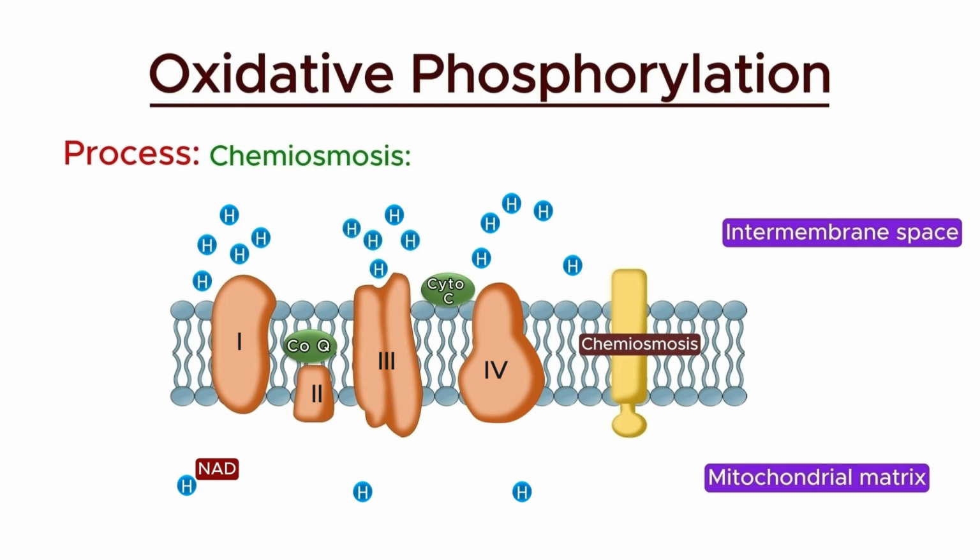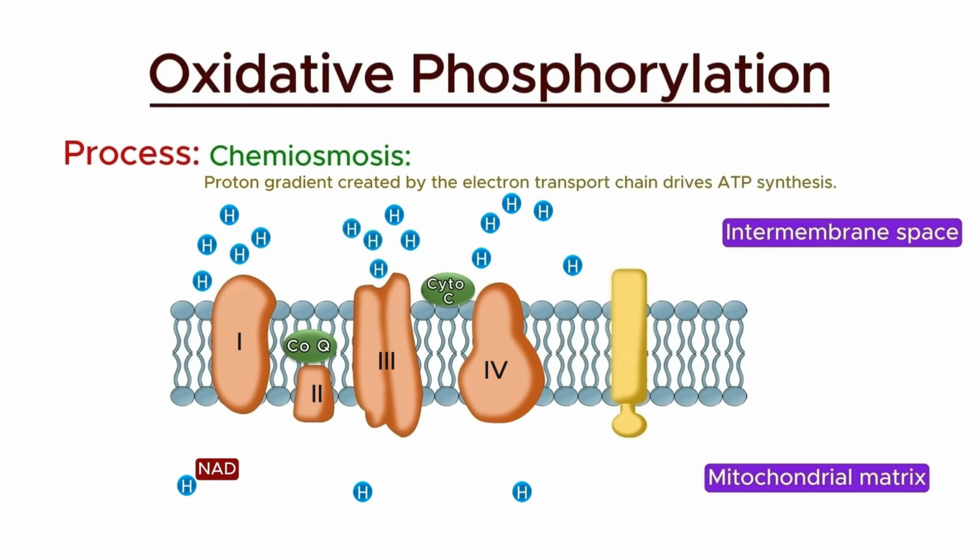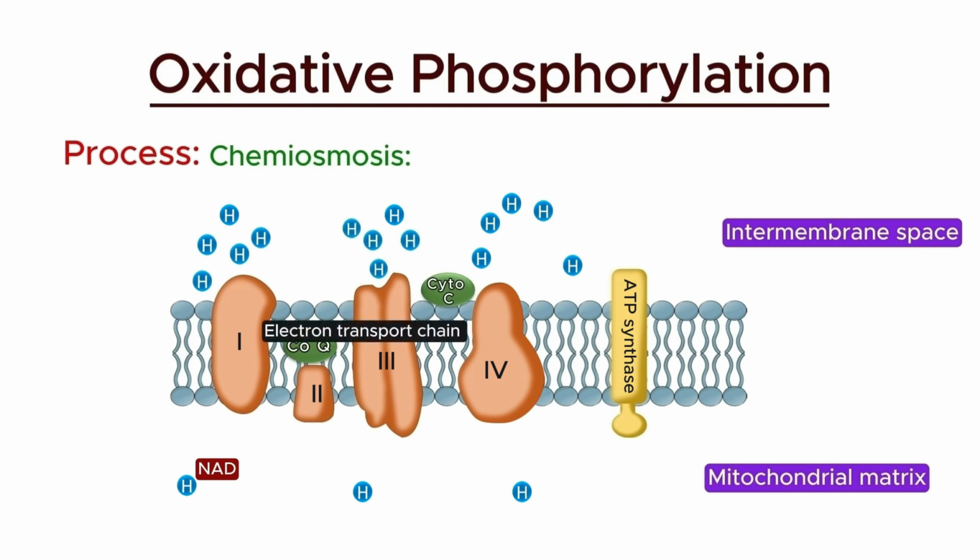Chemiosmosis, the final stage of oxidative phosphorylation, is where the proton gradient created by the electron transport chain drives ATP synthesis. Here's how it works. First, the electron transport chain pumps protons from the mitochondrial matrix into the intermembrane space, creating a high concentration of protons and an electrochemical gradient known as the proton motive force.